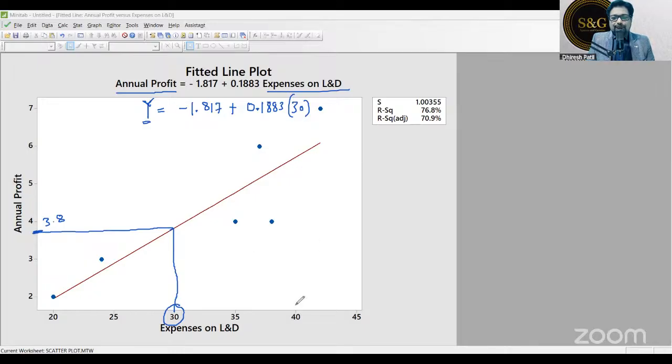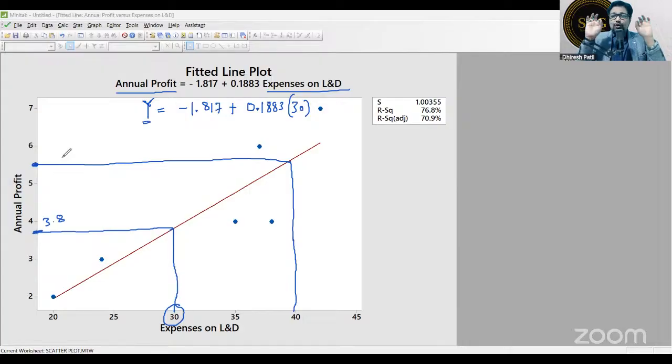So if I have to check what if I spend 40 lakhs? If I draw a vertical line like this, and then a horizontal line like this, it would be around 5.5 crore rupees, approximately. I can easily find out like this with the graph. 5.7, yes, here you are. Clear? Clear here? So this is called correlation and regression. It is also a part of Green Belt.